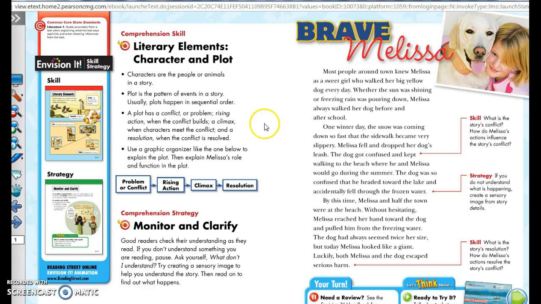And a resolution when the conflict is resolved. Things get brought to a close. You don't have really any questions left about the story. They give an example of a graphic organizer that you can use here to help keep track of the events in a story. We'll go on with it. We will go over another one as well.